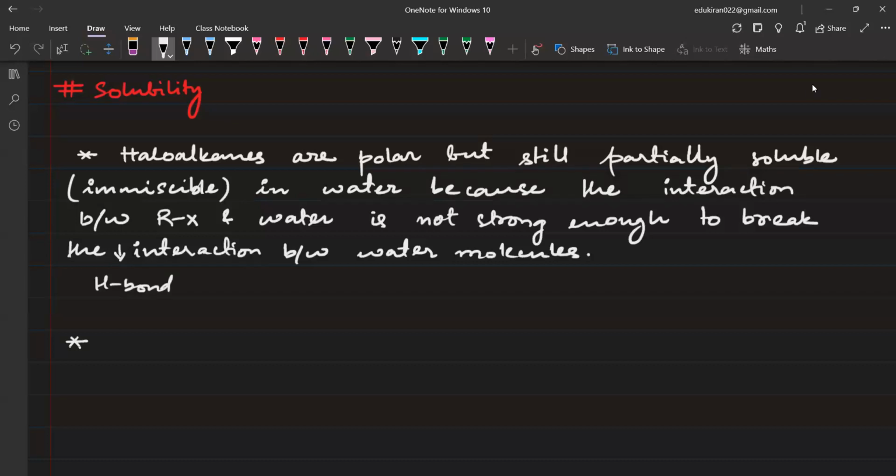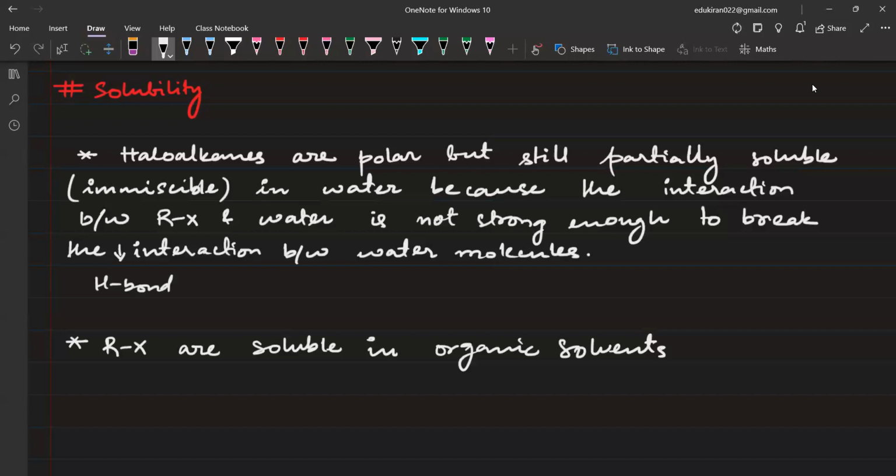Okay. Next, haloalkanes, that means RX, are soluble in organic solvents. Organic solvents are generally non-polar, so they can easily dissolve RX. RX is haloalkane.